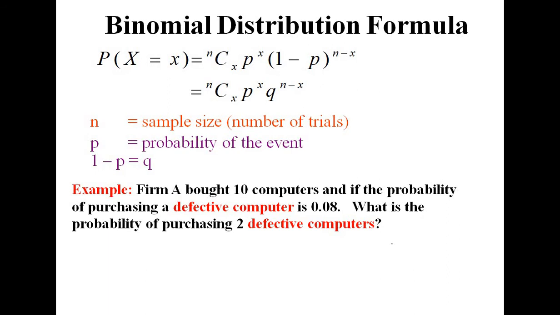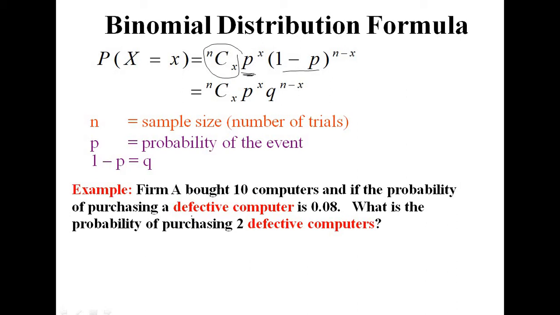Let's look at the binomial distribution formula. We use the combination formula, nCx, multiplied by the probability of success, P power x, where x is the number of successes, and then Q, which is 1 minus P, is the failure. So we will have nCx times P power x multiplied by Q power n minus x.